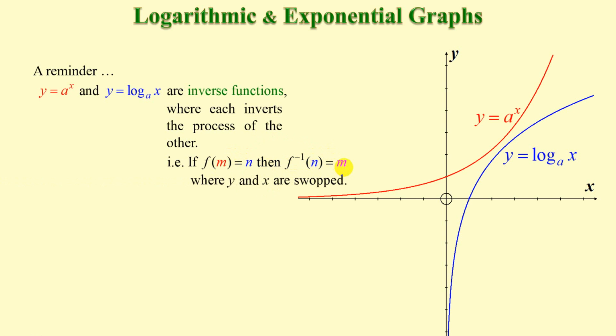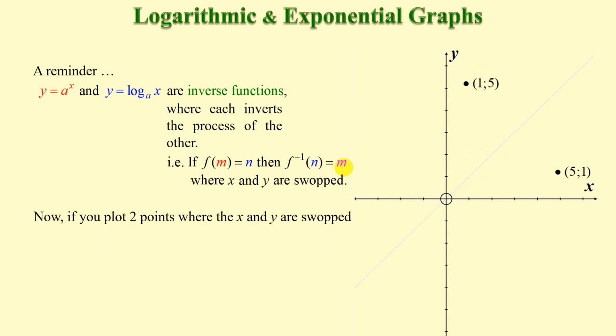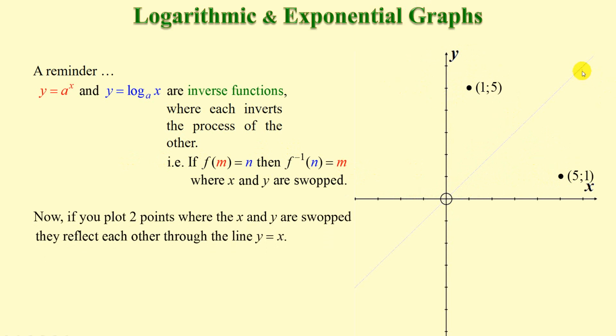And it's just a case of swapping the x and y. If we plot 2 points where the x and y are swapped, so we have 5, 1, and then I've swapped the x and y to get 1, 5, you'll notice that in fact they reflect through this line y equals x. This is the same distance out vertically from the line as that one is out that way. So all functions and their inverses are reflections of one another about the line y equals x.